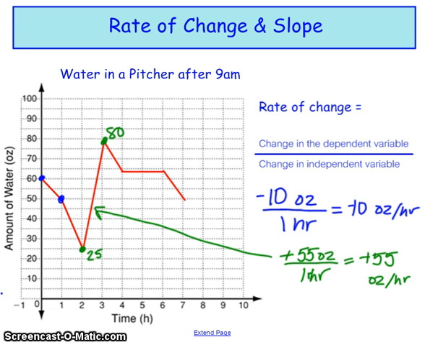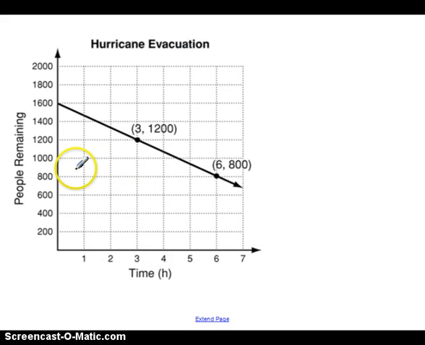However, if we look at another graph, we'll see that rate of changes don't always have to be different. In this graph, which shows hurricane evacuation, so the number of people that are left in a particular place after they start getting evacuated for a hurricane, so it's going down every hour, we can see that the rate of change looks something like this. When we start, we're at 1,600 people. And at this next point that's nice for us, we see that after 3 hours, there are 1,200 people left.